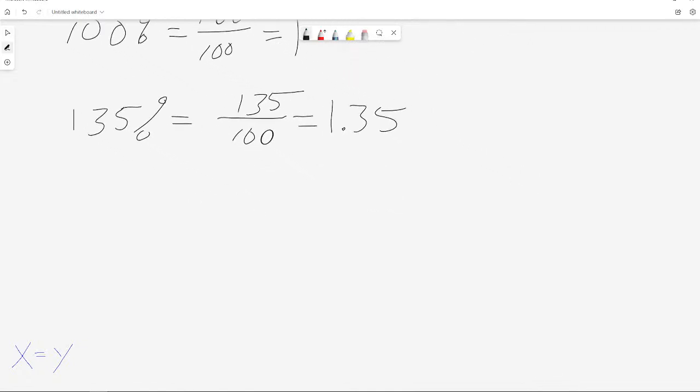I think I'm liking this whiteboard better than the math board that I was using.